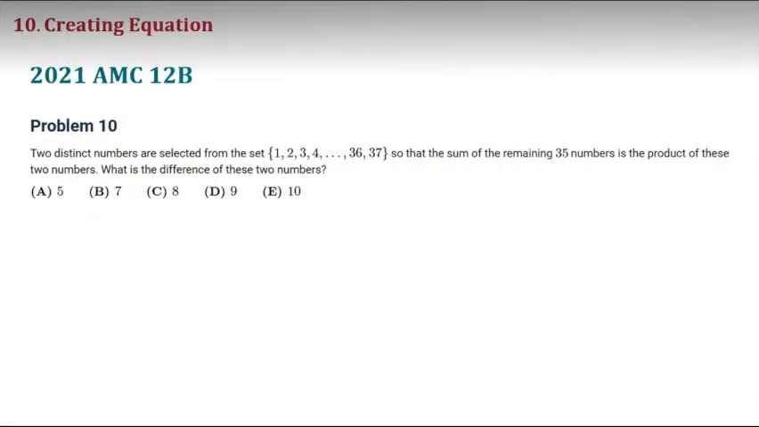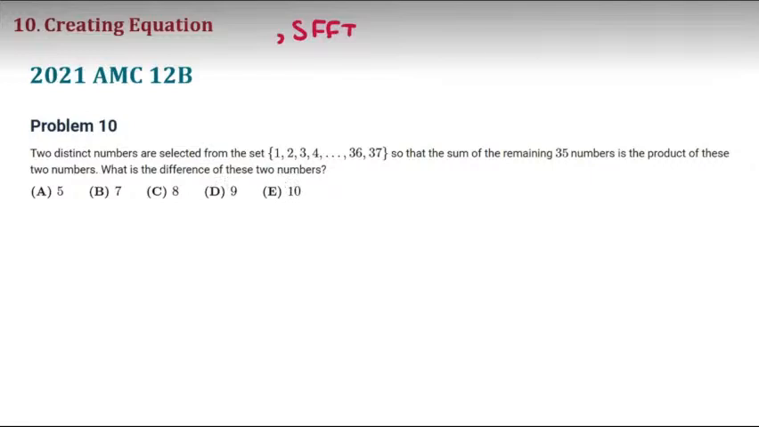Okay, the next idea is creating an equation. In many problems, you will see something, you should find a good equation to use. And also, I want to tell you SFFT, Simon's favorite factoring trick. So let's solve problem number 10. It says two distinct numbers are selected from the set, so that the sum of the remaining 35 numbers is the product of these two numbers. What is the difference of these two numbers?